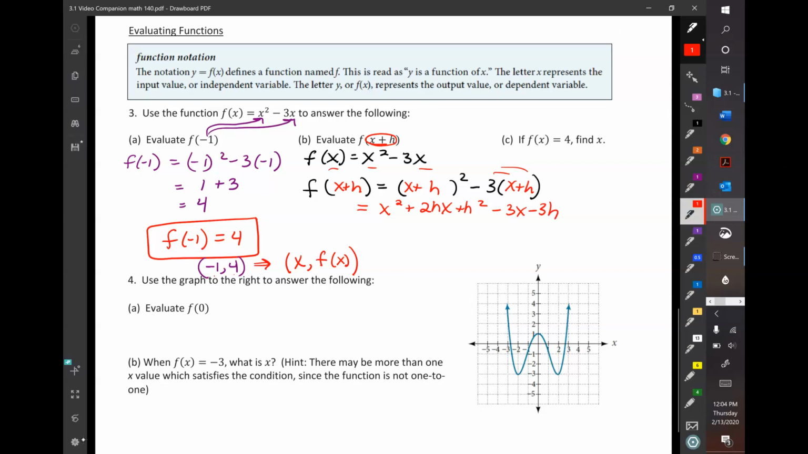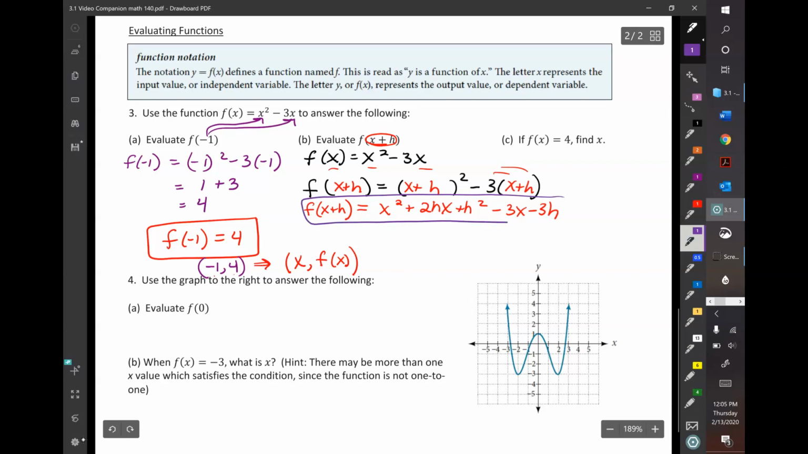Now I can go through and see if there's anything I can combine for like terms. Now be careful of this. Don't combine if there isn't anything that works. And I really don't have anything that has the same exact variable part. So then my full answer is f of x plus h equals x squared plus 2hx plus h squared minus 3x minus 3h. Now, they won't always be that long, but it just so happens it worked out for this one.